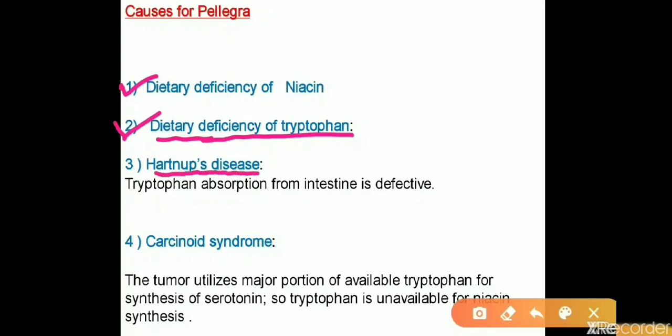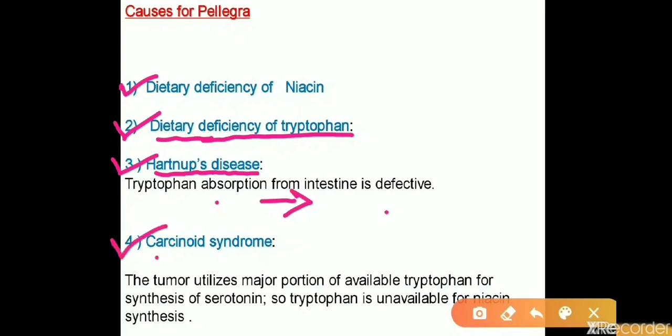And the third condition is known as Hartnup disease. What is Hartnup disease? In Hartnup disease, there will be defective intestinal absorption of aromatic amino acids, mainly tryptophan. So in Hartnup disease, there will be deficiency of tryptophan, and this tryptophan deficiency can result in niacin deficiency.